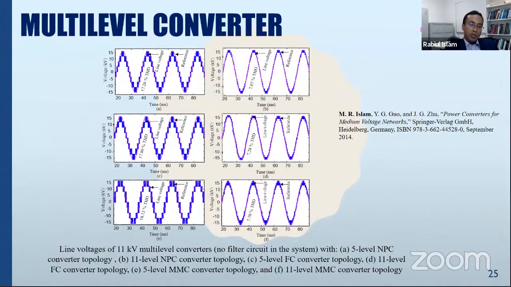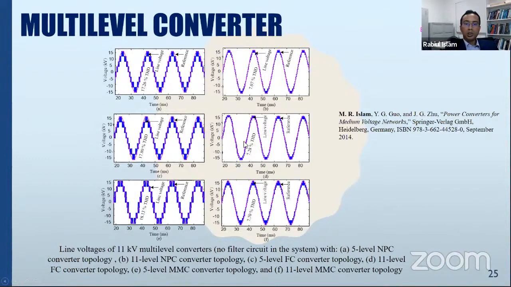Okay, so here you can see the output voltage waveform for 11-level converter, right? And with the different types of topologies, for example, neutral point clamp, flying capacitor, and modular multi-level, that means cascaded one, right? So here you see the left side, three figures, I mean waveforms, show the output voltage waveform for 5-level converter, and the right side three waveforms show the output voltage waveform with the 11-level converter.